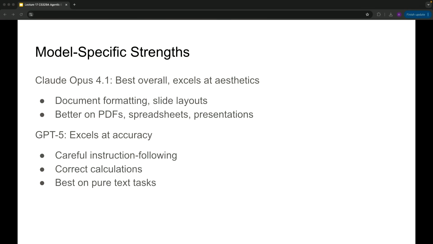Another set of comments with respect to, say, the model-specific strengths is that Claude Opus tends to be better at, I'd say, aesthetics, document formatting, understanding PDFs, spreadsheets, and presentations, while GPT-5 often tends to be better at, say, instruction following, correct calculations, and just text-based tasks. So that's something that was noticed by this particular evaluation.